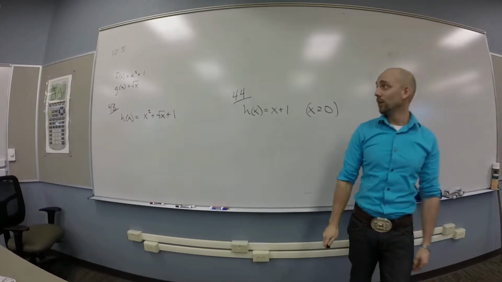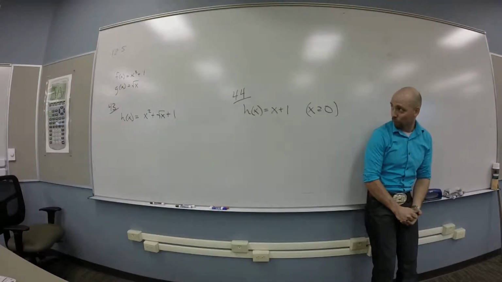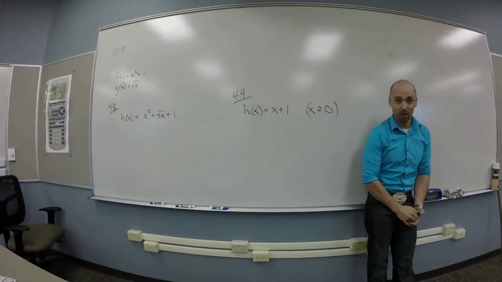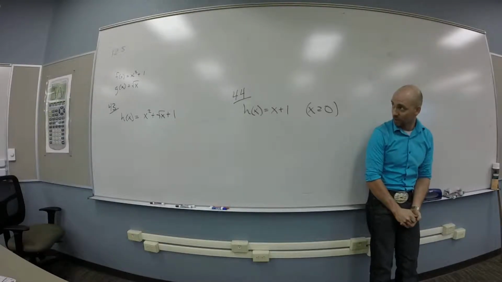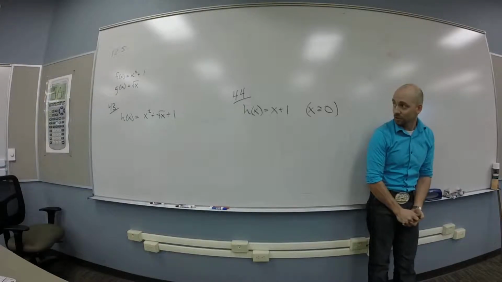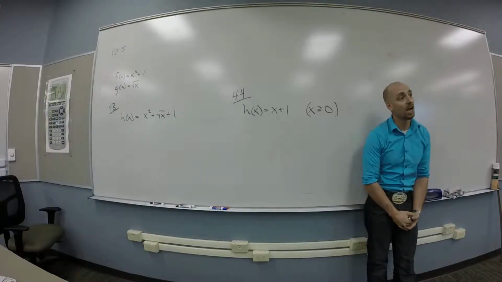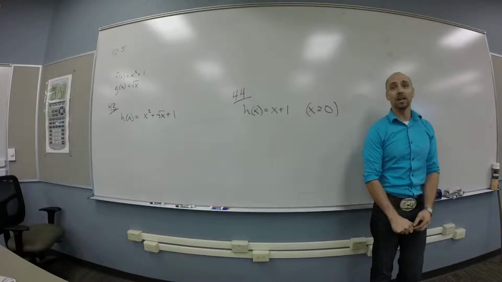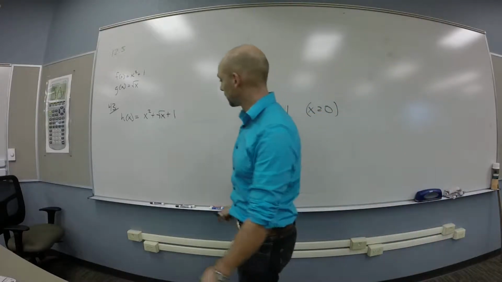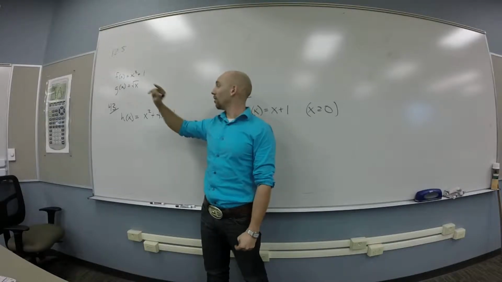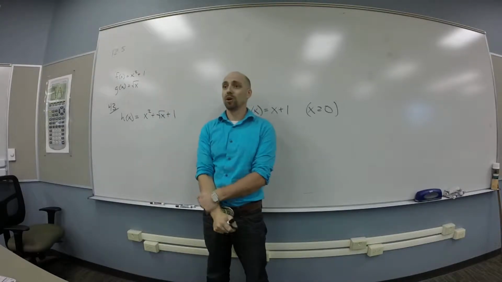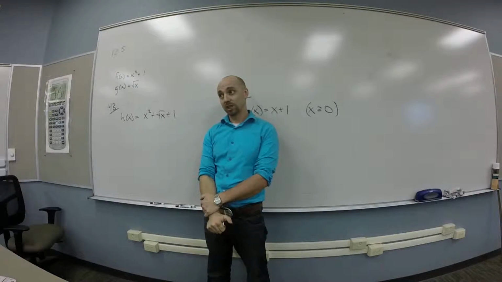All right, so we'd like to do 12.5, number 43 and 44, which say we should use f and g as given to re-express these guys. If I want to express x squared plus root x plus 1 as some root x's and some x squared plus 1s, what do you see there?